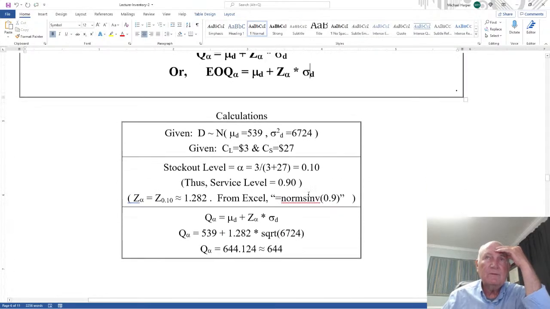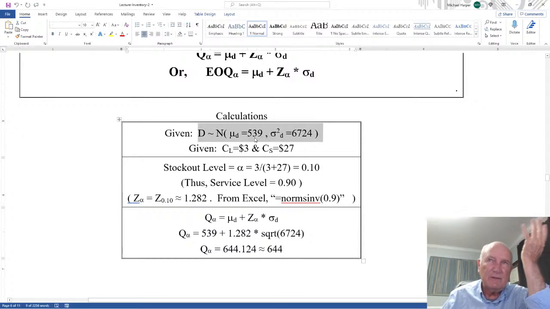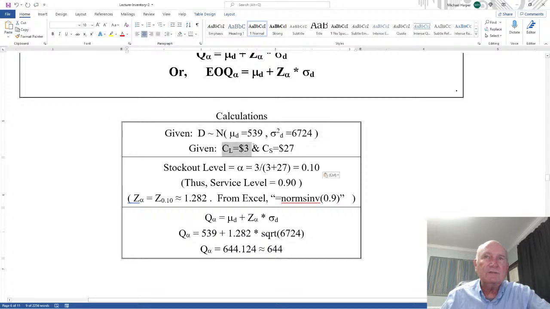Calculations. So here we have our demand. Again, suppose our demand is a normally distributed random variable with a mean of 539, variance of 67.24. Given the long cost is $3 and the short cost is $27.